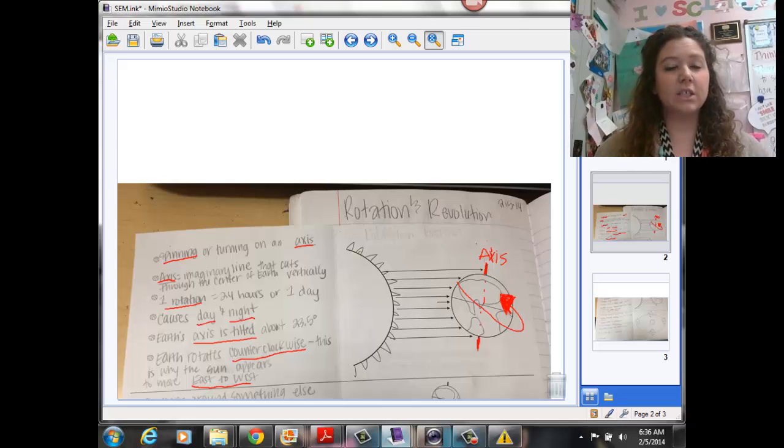Okay? And that's why it looks like the sun rises in the east and sets in the west, because we're moving. The sun's not moving. It looks like the sun's moving, but it is not moving. We know that.